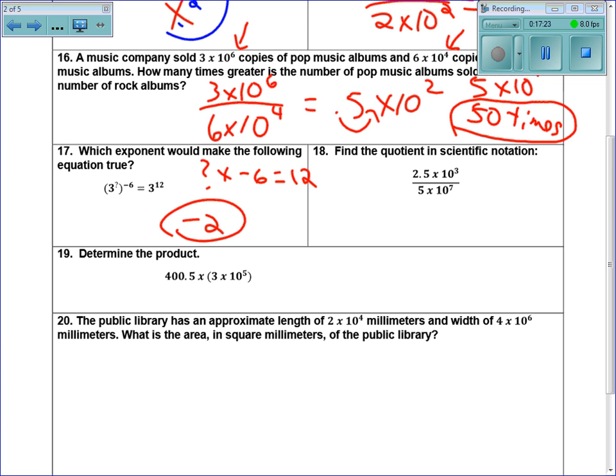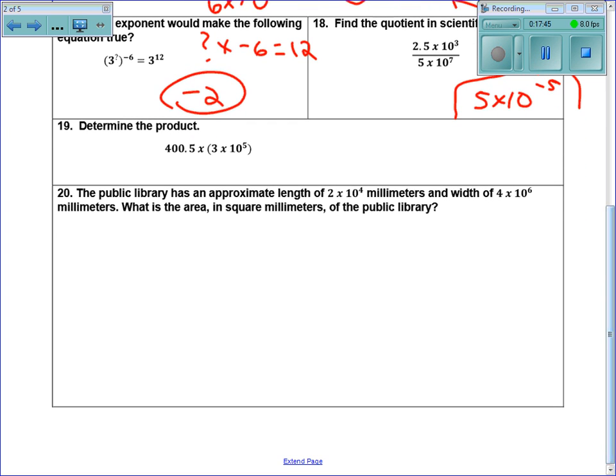Find the quotient. 2.5 divided by 5 is 0.5 times 10 to the negative 4th, because 3 minus 7 is negative 4. Move the decimal once to the right. 5 times 10 to the negative 5th. Since I moved the decimal to the right, I have to move the exponent down. 1 down from negative 4 is negative 5.